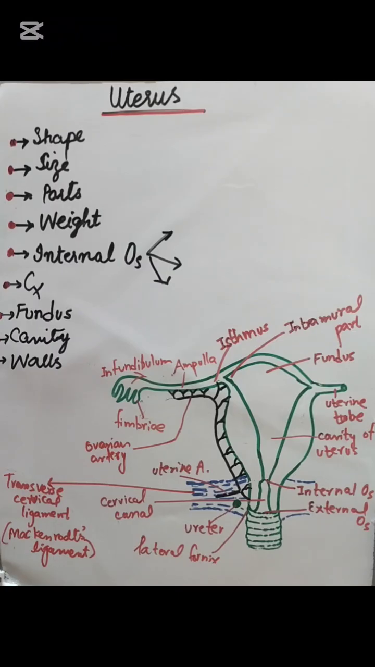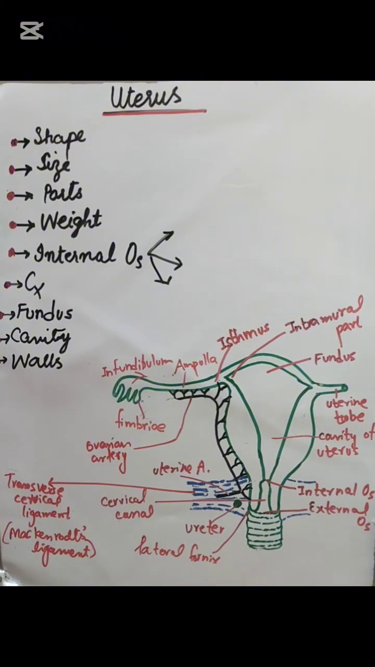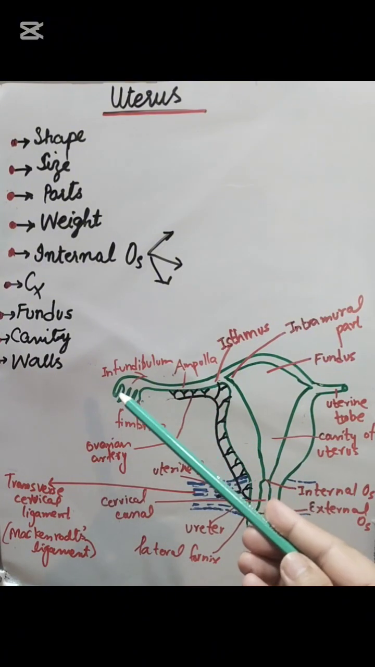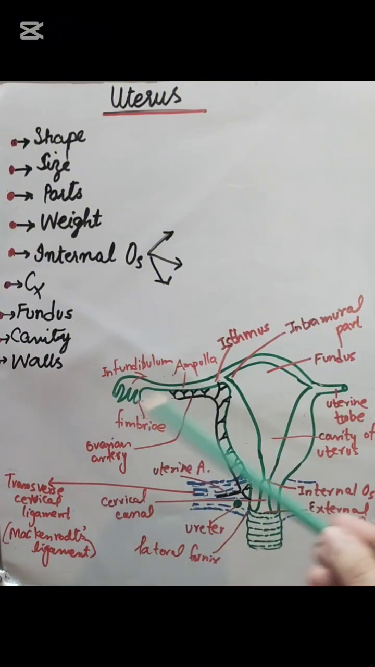Then I talk about the cavity of the uterus. The cavity of the uterus communicates above with the opening of the fallopian tubes, and by way of their abdominal ostia is in direct continuity with the peritoneal cavity. Here you can see this uterine cavity communicates with the fallopian tube cavity, and through the fallopian tube it communicates with the abdominal cavity.